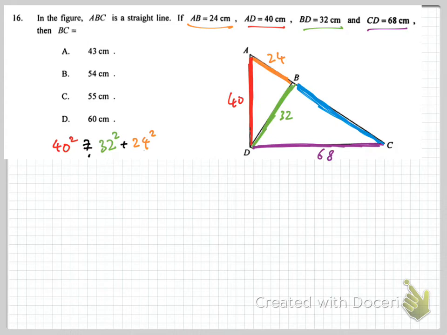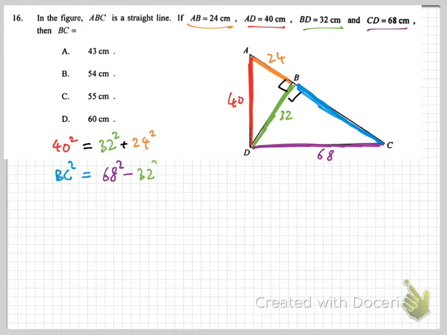Is it a right angle triangle? 40 squared, the red line, is it the square of 24, the orange line, plus the square of 32? Indeed it is. So it is a right angle. If it is a right angle, so is this one. So the blue line is simple. The blue line, we have BC squared equals 68 squared minus 32 squared.